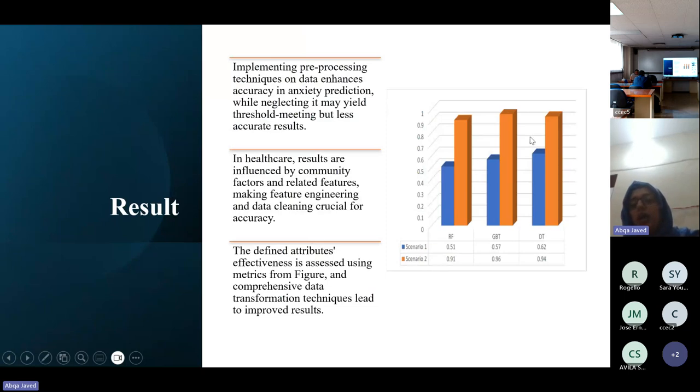Here is the comparison graph between the scenario 1 data and the scenario 2 data. Implementing the pre-processing technique on data enhances the accuracy in anxiety prediction, whereas neglecting it yields results that may meet the threshold but are less accurate. In healthcare, results are influenced by community factors and related features, making feature engineering and data cleaning crucial for accuracy. The defined attributes' effectiveness is assessed using the metrics defined in the figure, and comprehensive data transformation techniques lead to improved results.